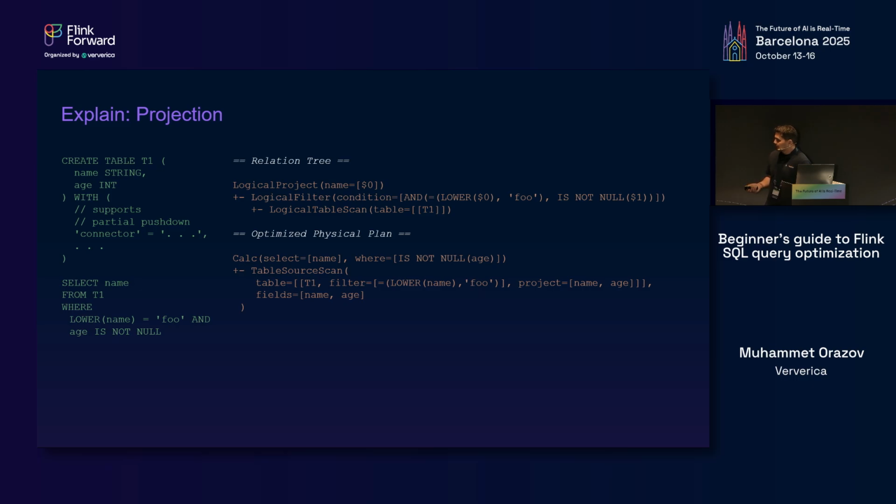Okay, an example for projection, it's similar to the others, but here the calc only selects one column instead of the star as previously, or all the columns.